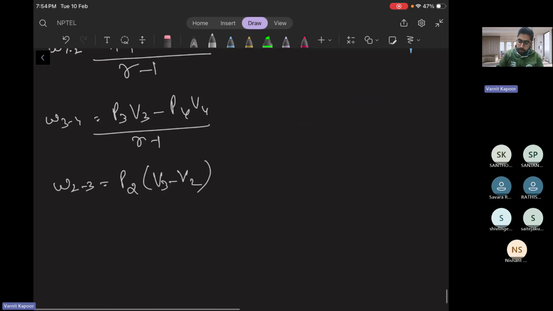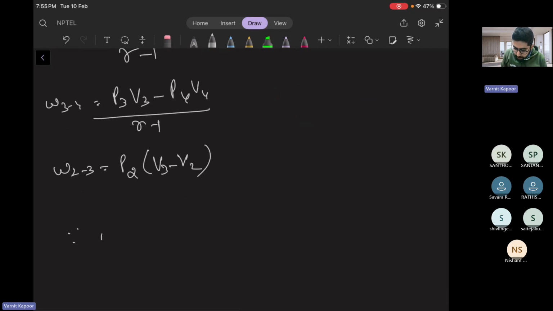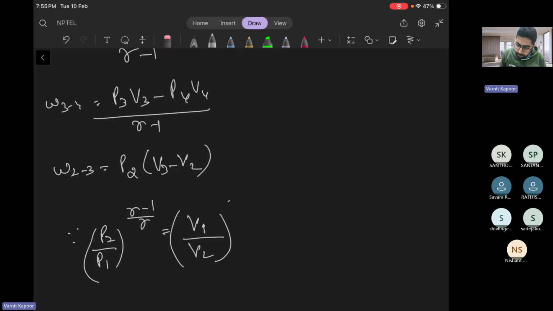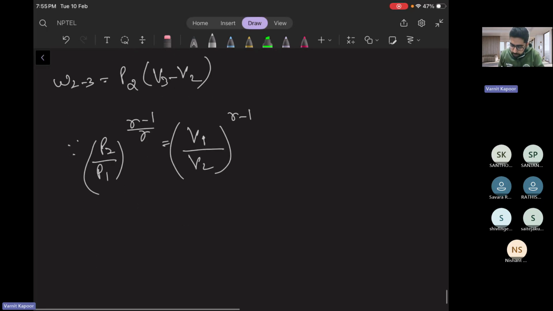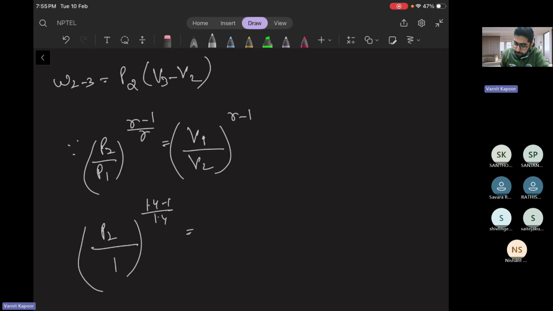You just know P1. We also know from the relation, for an isentropic process, (P2 by P1) to the power of (gamma minus 1) by gamma is equal to (V1 by V2) to the power of (gamma minus 1). What is V1 by V2? It is the compression ratio. So P2, what is P1? P1 is given to be 1 bar. Gamma minus 1 by gamma, that is 1.4 minus 1 by 1.4. V1 by V2 is your compression ratio.